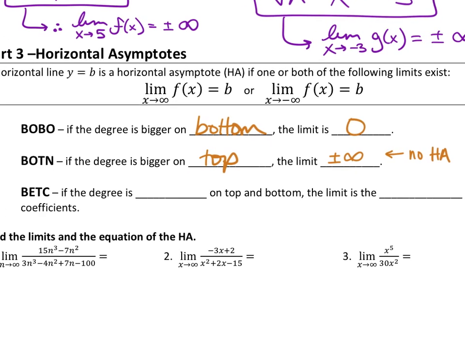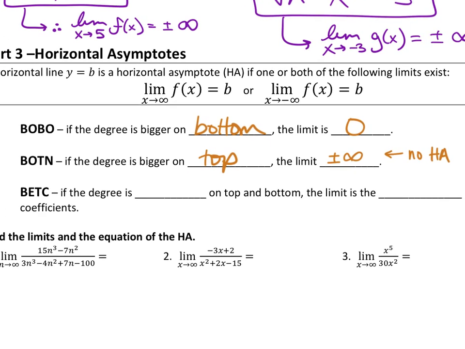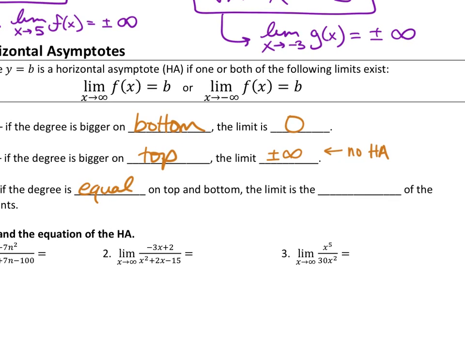And then the last one, BETSY, if the degree is what on top and bottom? The same, so equal. That's what the E in BETSY stands for. The limit is the blank of the coefficients. What do you do with the coefficients? Divide them. So we're going to call it the quotient because that's the fancy name for the answer to a division problem. But if you're like, I'm not going to remember that, write the word divide underneath there. And it is as simple as it has been this whole time.